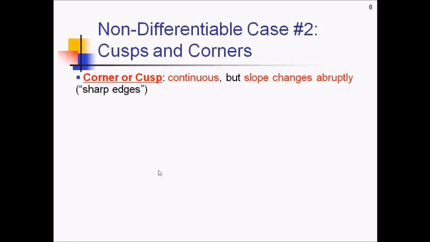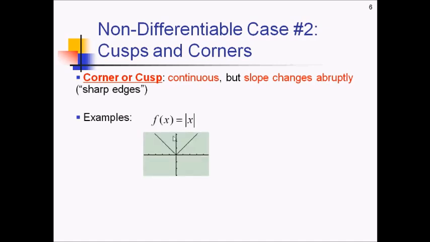In other words, we have sharp edges. A good example of this is the absolute value function. The absolute value function, we start off with a slope from the left that's -1, at least the parent function here, and as you come from the right, the slope is +1. So we have an abrupt change from negative to positive slope right here at this point.